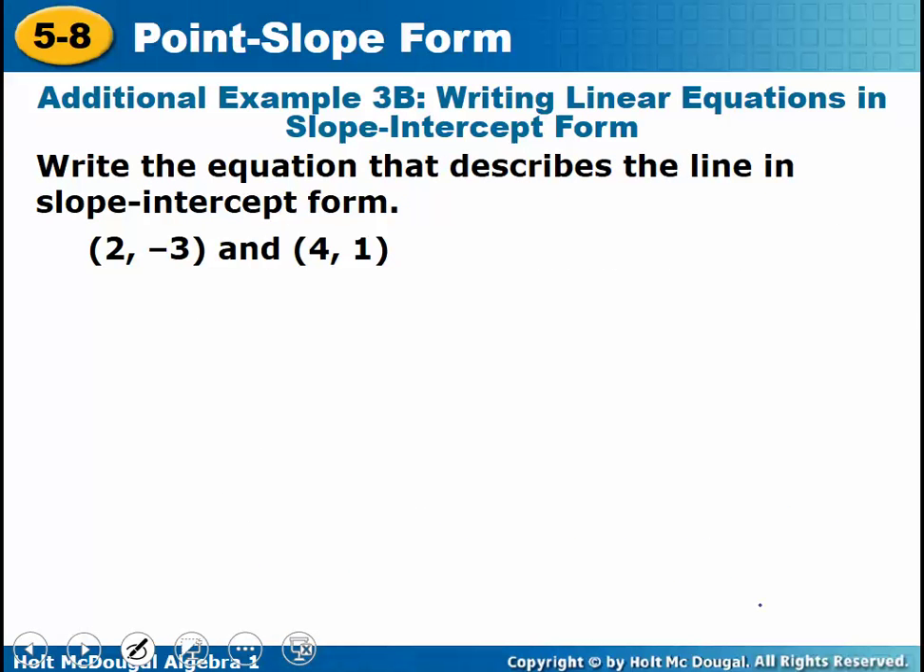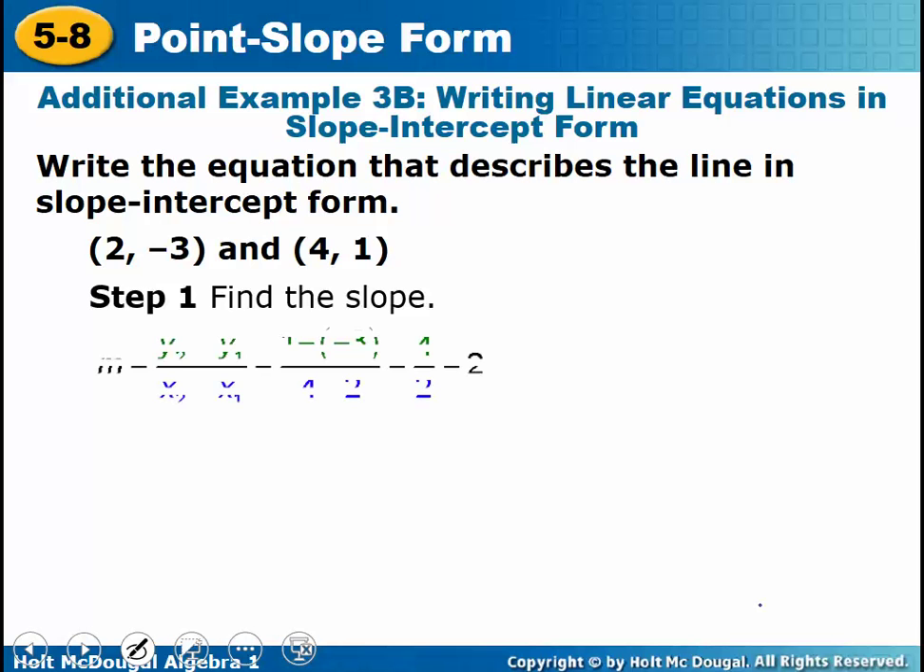Okay, here's another example. But in this one, first you have to find the slope. So that's our first step. So we go ahead and we plug those points into the slope formula. Y minus a -3, that's the same as 1 minus a -3, which is the same as 1 plus 3, so you get 4. And then 4 minus 2 is 2. And that simplifies to 2.